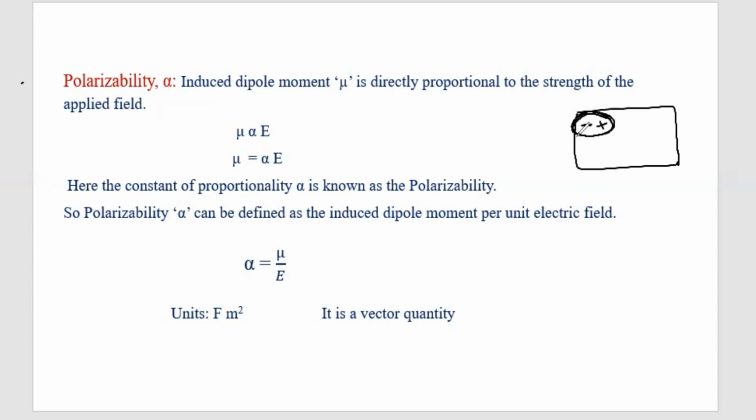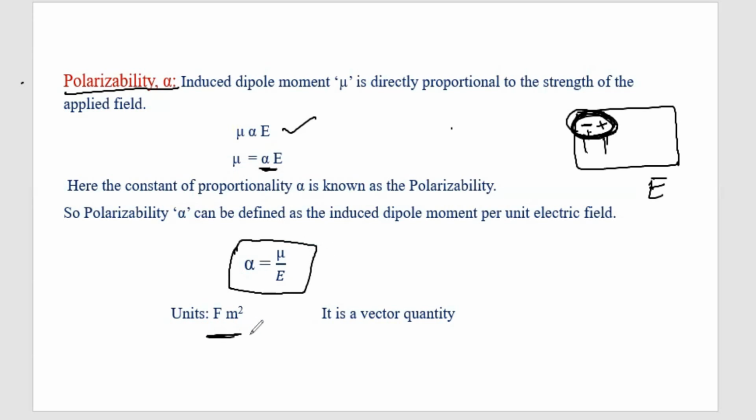The ability to form these dipoles is given by this polarizability. So this dipole moment is directly proportional to the applied electric field. More the electric field applied, more the dipole moment. Less the electric field applied, less the dipole moment. So mu is proportional to E and the proportionality constant is polarizability. Hence polarizability is defined as the dipole moment per unit electric field.